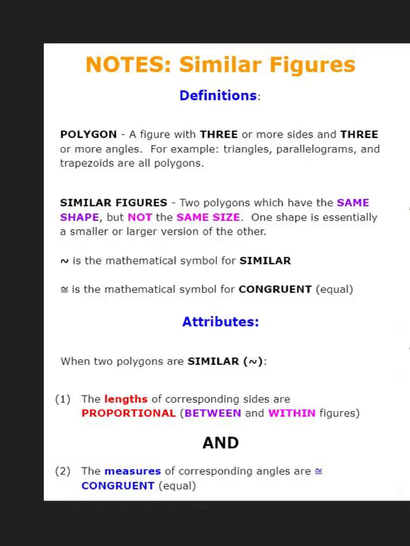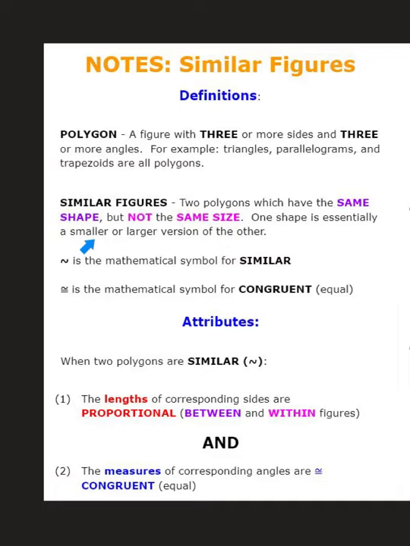Similar figures. So we've got polygons. A polygon is a figure with 3 or more sides or 3 or more angles. For example, triangles, parallelograms, trapezoids, and all other polygons. Similar figures are two polygons which have the same shape but not the same size.